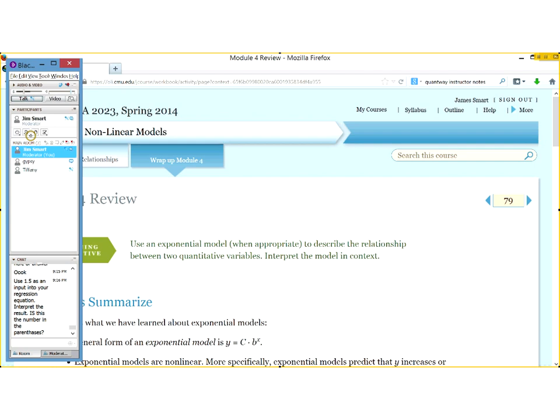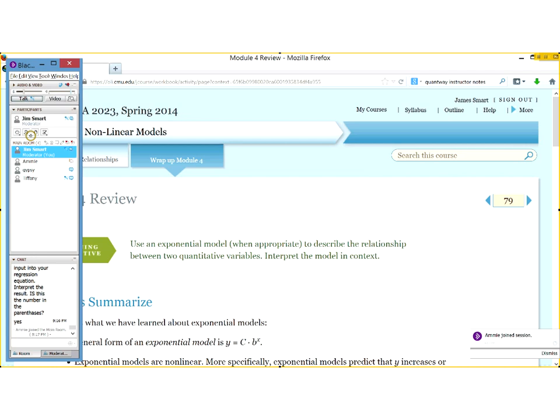Use 1.5 as an input into your regression equation to interpret the result. Is this the number in parentheses? No, the A and the B, or in this case, if you see on my screen, the C and the B, those are constants. Those don't change. The input is whatever you replace the X with.